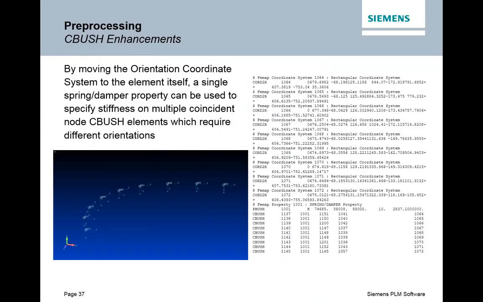So this change in how they handle the CBush elements was meant to help out in situations where you wouldn't need a new coordinate system, a new property for each CBush element. There are certain situations where you only need one property to define your stiffnesses, and then each CBush element, such as in the cylindrical fashion, can point back to a different coordinate system.